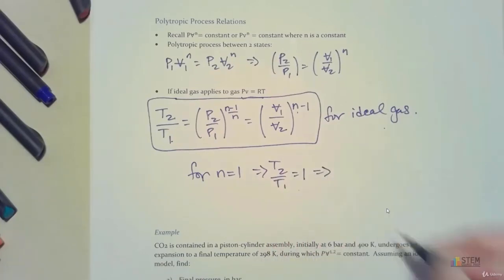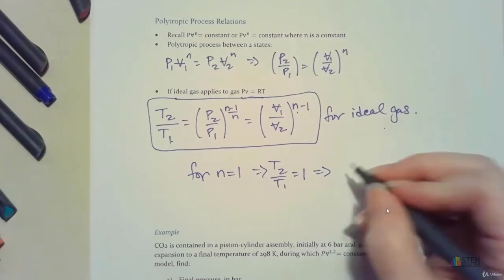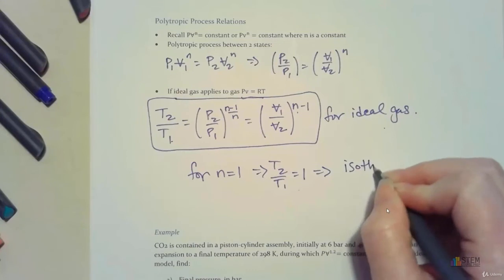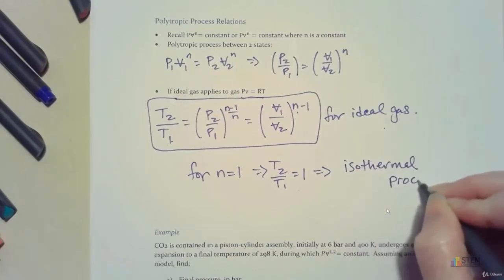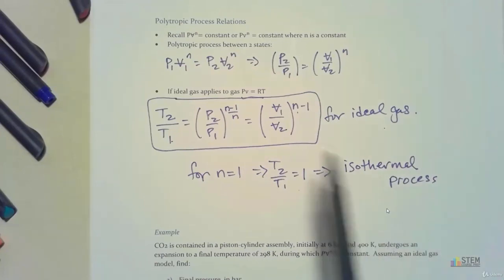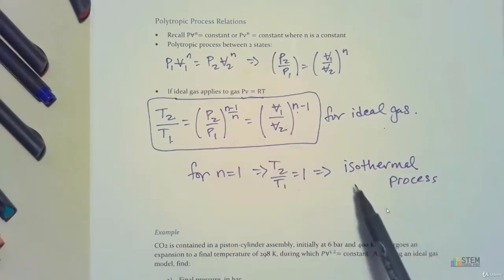And what kind of process is that? That's a process with constant temperature, and we talked about that in one of the previous examples. That is an isothermal process. So if n is equal to 1 in your polytropic relationship, we know we've got an isothermal process.